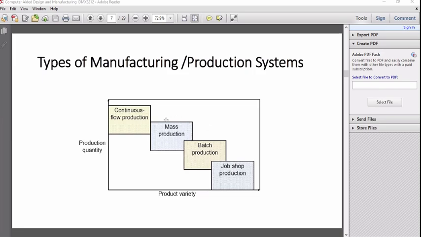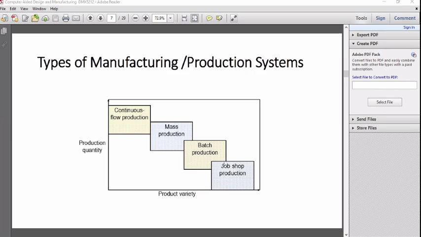In mass production, it is maybe the same kind of product in higher quantities, like more than 200,000 or 300,000, which falls into mass production. So the product may be the same. And this is continuous flow production, which means production of oil, petroleum, sugar, likewise. We don't have to consider this part. We will consider all these three types of production, the manufacturing types.